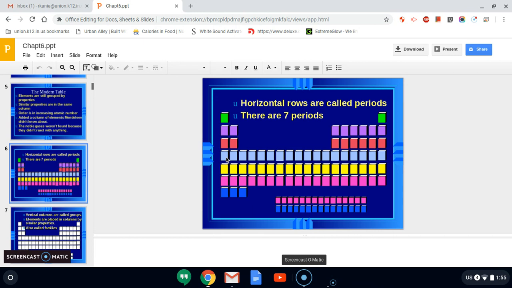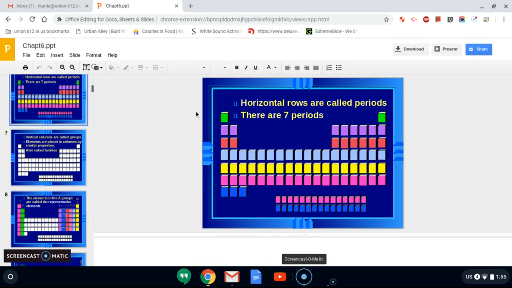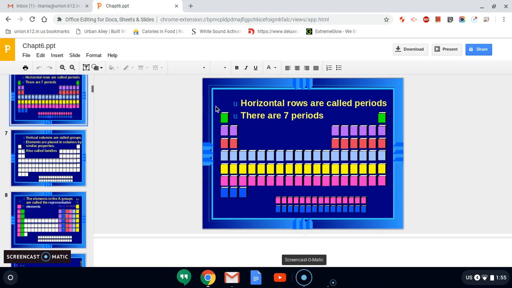Now, periods are not that important. They are massively important as to what energy level you're in, but they're not that important as to why these things are the way they are. That's going to be more about why they're stacked on top of each other, and obviously these are horizontal, so we're not worried about the stacks.